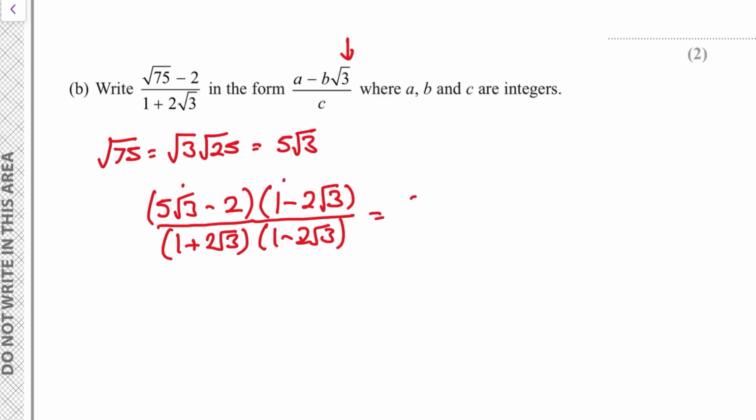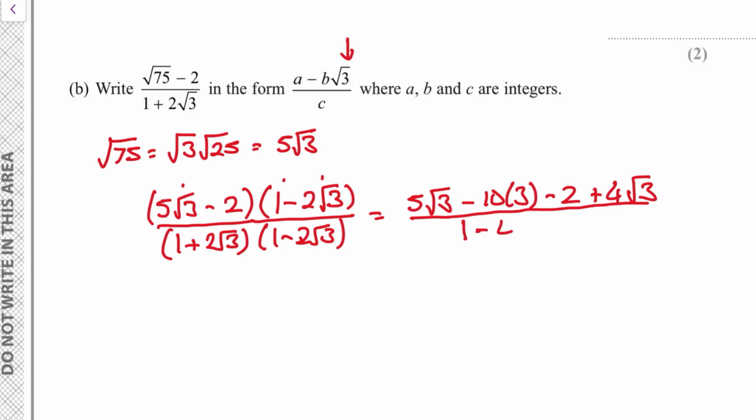So 5 root 3 times 1 is 5 root 3. 5 root 3 times minus 2 root 3, or 5 times minus 2 is minus 10, and root 3 times root 3 is 3. Minus 2 times 1 is minus 2, and minus 2 times minus 2 root 3 is plus 4 root 3. And then all of that is divided by, well, this is a difference of 2 squares, so 1 times 1 is 1, 2 times 2 is 4, and root 3 times root 3 is 3.